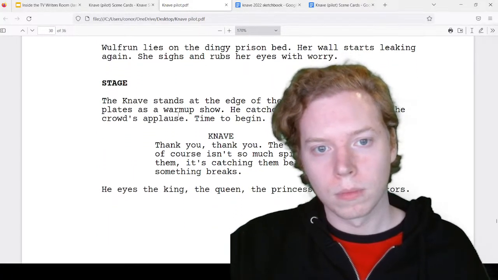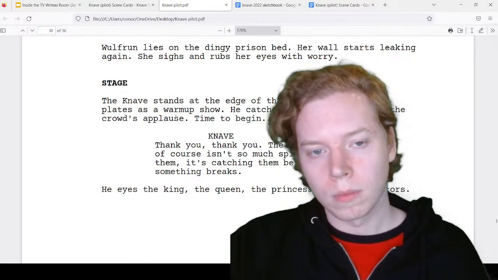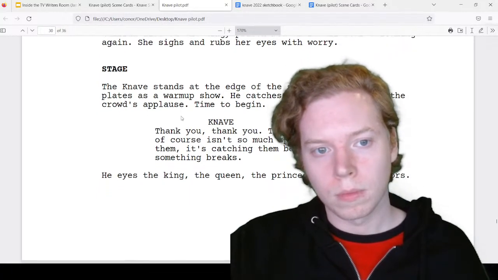Dungeon. Wolfram lies on the dingy prison bed. Her wall starts leaking again. She sighs and rubs her eyes with worry.